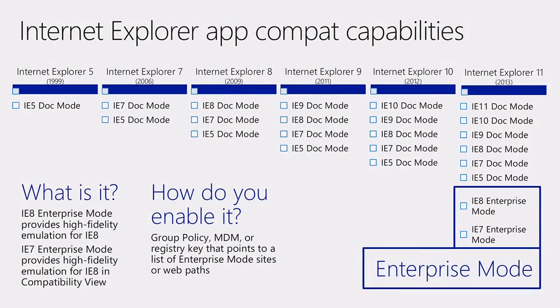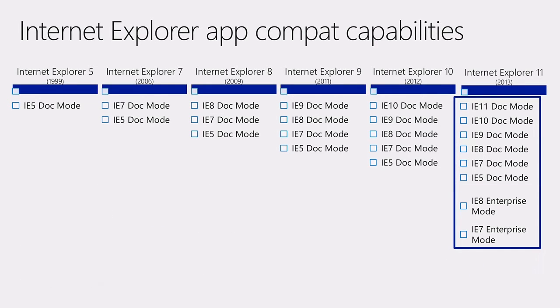IE7 Enterprise Mode is essentially IE8 Enterprise Mode running in Compatibility View. So it's IE8 emulation running in Compatibility View, which will obviously bring you down to either IE7 document mode or IE5 document mode. You can enable these things through Enterprise Mode, and you can enable Enterprise Mode through group policy, MDM, or registry key, and I'll show you those methods in a few minutes.